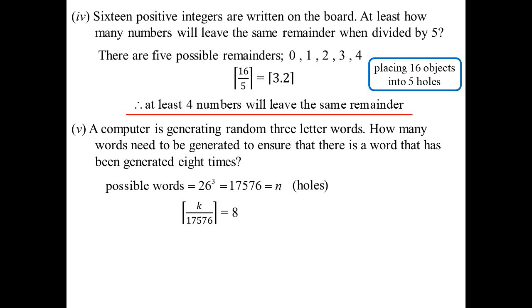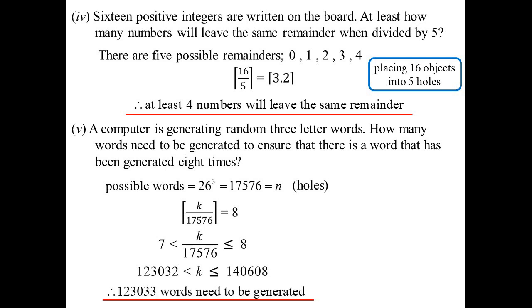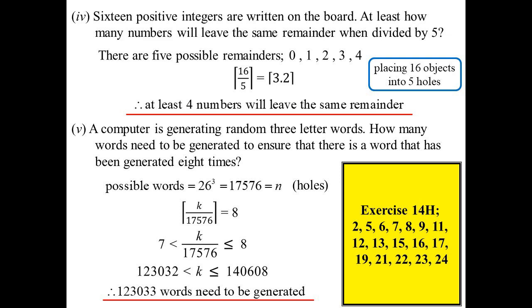Goes back to our definition then. K over 17,576 must be between 7 and 8, might be equal to 8, but it must be between 7 and 8. Multiply by 17,576 and there's our range for K. How many words need to be generated? Well, once we go past 123,032, we're in the range that we want. So therefore, 123,033 words need to be generated to guarantee it's been generated 8 times.